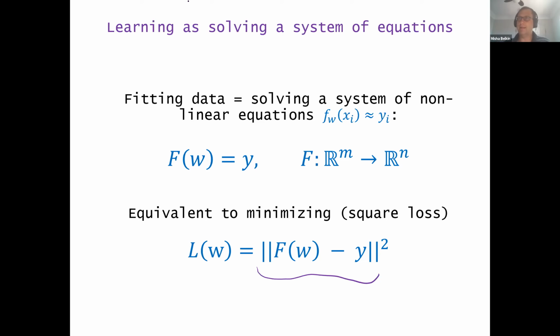And usually gradient descent will do something like that. Makes sense, thanks. I see Mufan.